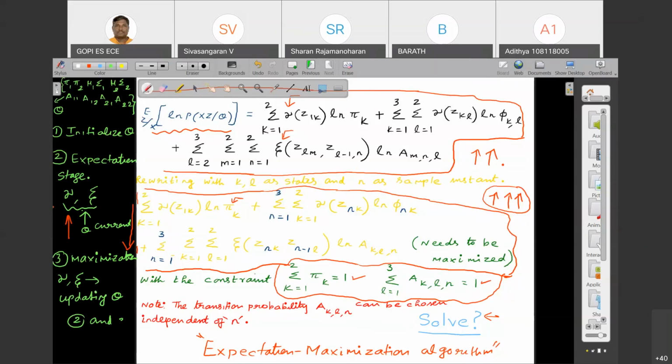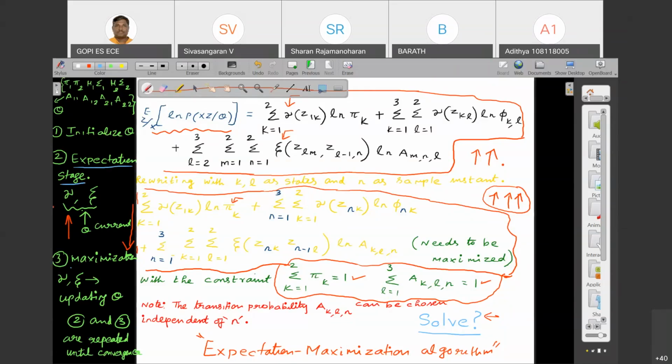You have to repeat steps 2 and 3 until the probability of generation is maximized. When there is no significant change in the probability of generation, 2 and 3 are repeated until convergence. We can say in short that until convergence, these two steps are repeated again and again, right? So this is what we call the expectation maximization algorithm.